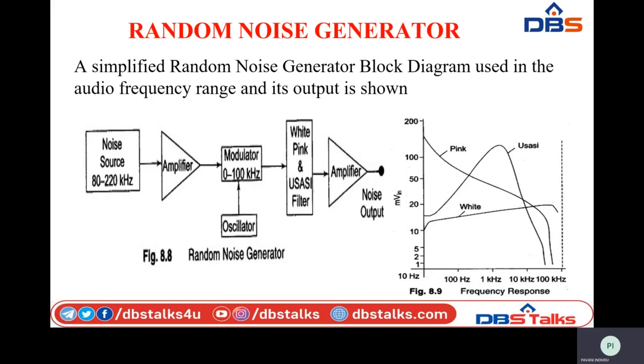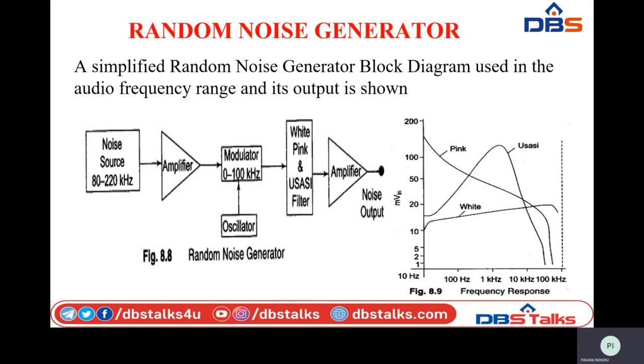Here we have a block diagram which represents the random noise generator. This consists of a noise source in the range of 60 to 220 kilohertz, and then one amplifier and modulator, whose output can be distributed in three ranges of noises. Those are white noise, pink noise, and sassy noise. And then we have an amplifier which delivers a particular noise signal.